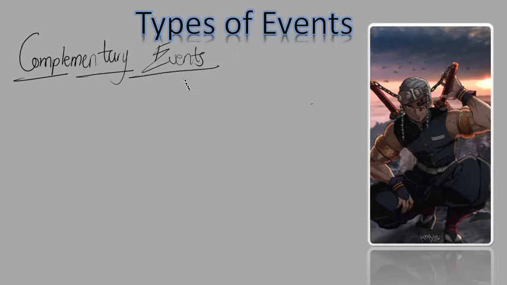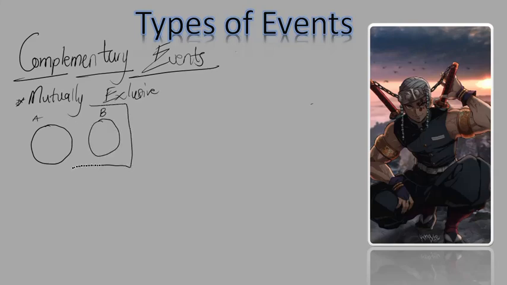So complementary events, remember we said we have mutually exclusive events, right? What were mutually exclusive events? Mutually exclusive events were the type of events whereby you have event A here and you have event B here, and then you have the rest of the sample space enclosing there, right? So they don't touch. We just know that they are what? Disjoint.